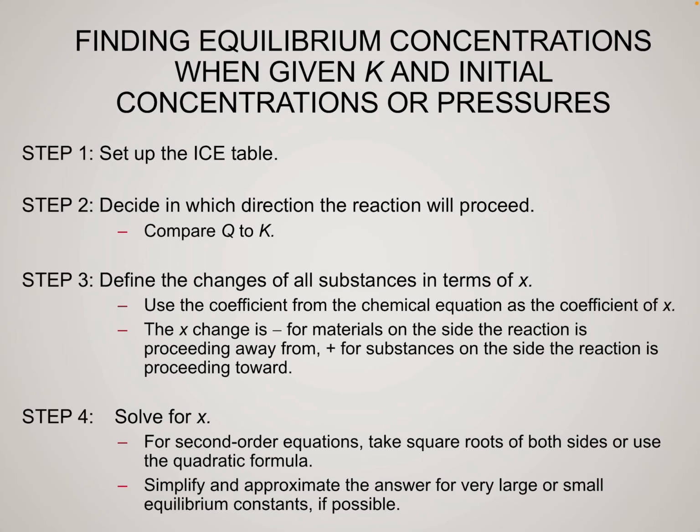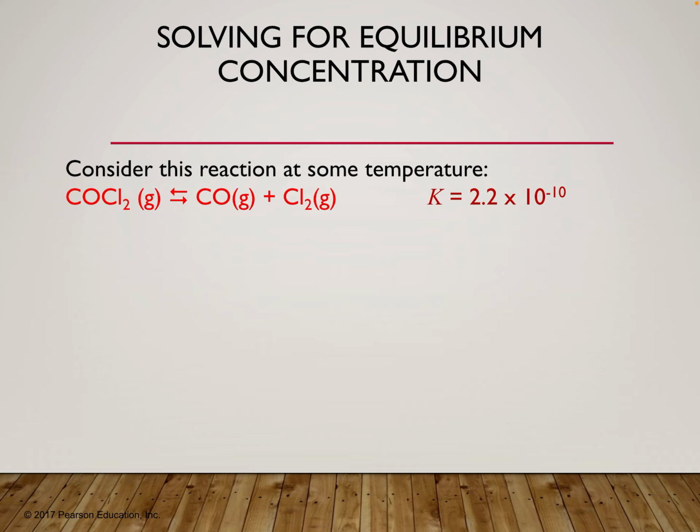Okay, so first thing, set up an ice table. Then compare Q to K, figure out which way it's going to go. And then you're going to define everything in terms of X, just like we've done, right? The minus X for the substances that we're shifting away from, and then the plus X on the side that we're shifting towards. And then you're going to solve for X. And so I will show you how to do all these things. Let's go ahead and check it out.